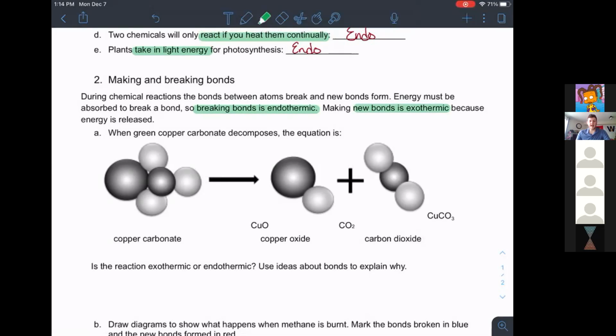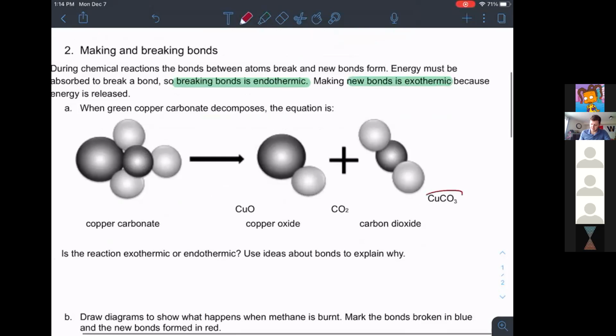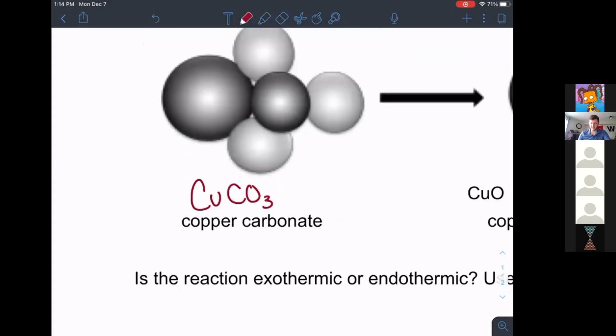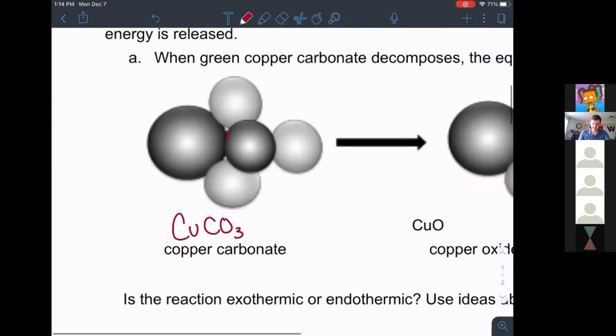So then when we're looking at this, it says the green copper carbonate decomposes. The equation is, so real quick, the CuCO3 is actually right here. It was just messed up in the writing. So this is our copper carbonate. And if we're looking here, there's a bond between our copper and our carbon, and then the other bonds are going to be between the carbon and our oxygen.